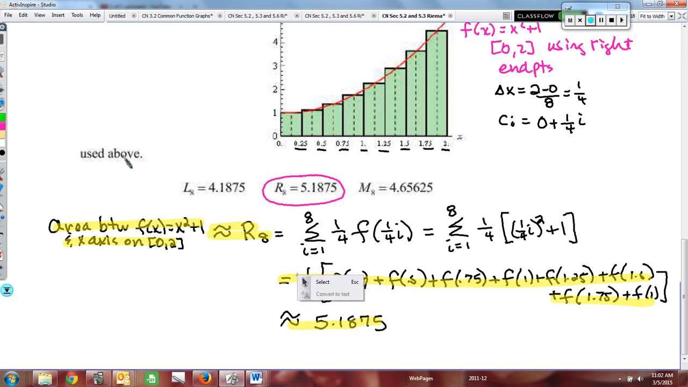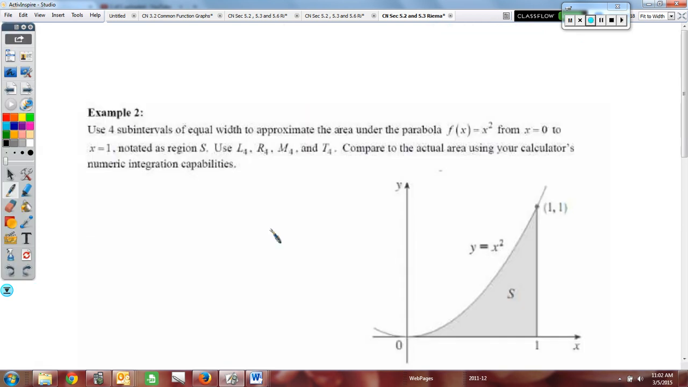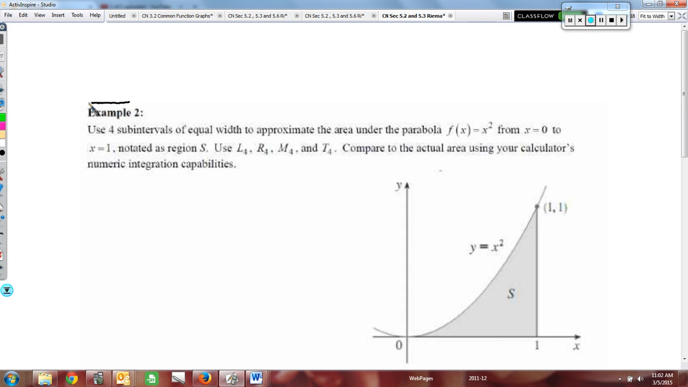What I want to do now is just practice the approximating using a right sum, a left sum, and so on. All right, so what I'd like you to do, here's example 2. And this is basically just very similar to what we did. Right now, what I want you to do is stop the video, and I would like you to estimate each of these items. Don't worry about T4 yet. I'll talk about that myself.